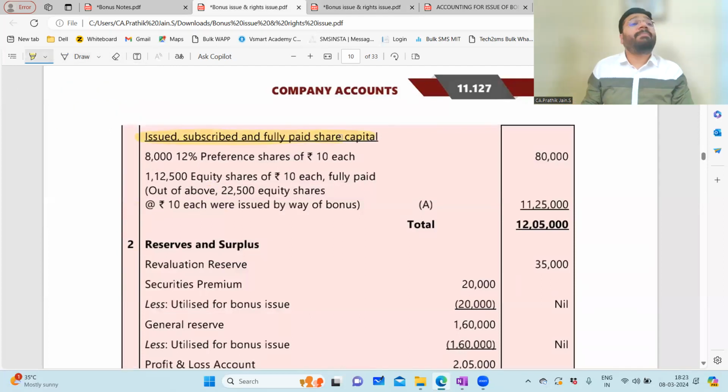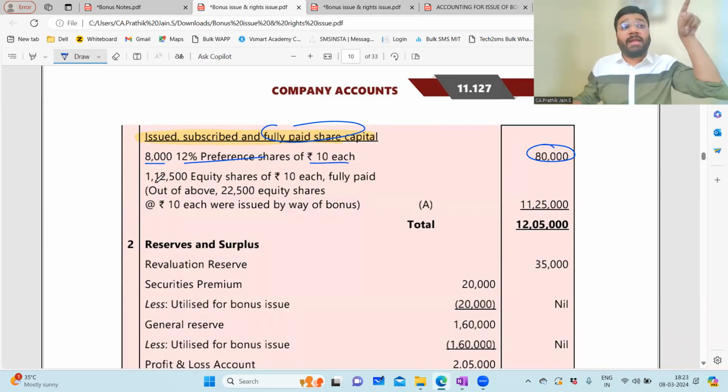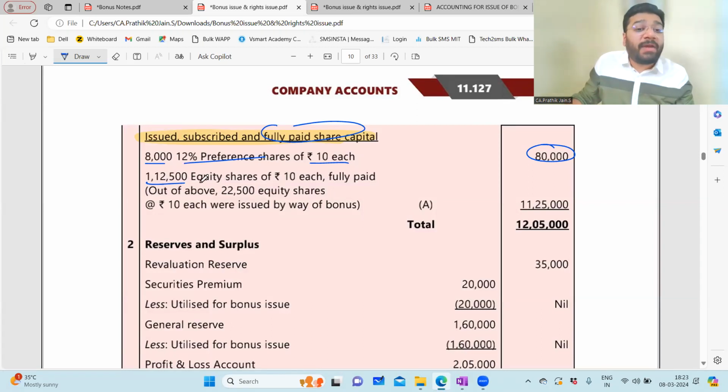Issued, subscribed, and fully paid share capital, because all the shares are now fully paid. The moment all the shares are fully paid, it will become the fully paid up category. How many preference shares are authorized? 10,000. How much was issued so far? 8,000. So 8,000 only will come. So 8,000, 12% preference shares of 10 each, 80,000. But for equity, it is not the same. For equity, earlier what was given? 1 lakh authorized, 90,000 was issued. But now 90,000 plus 22,500 means how much? 1 lakh 12,500. So 1 lakh 12,500 equity shares.